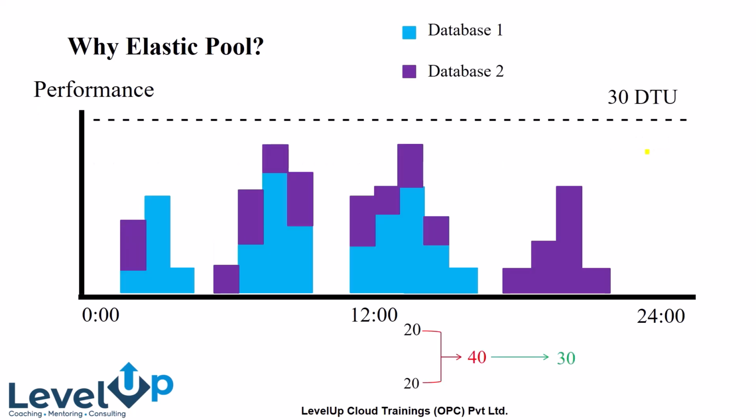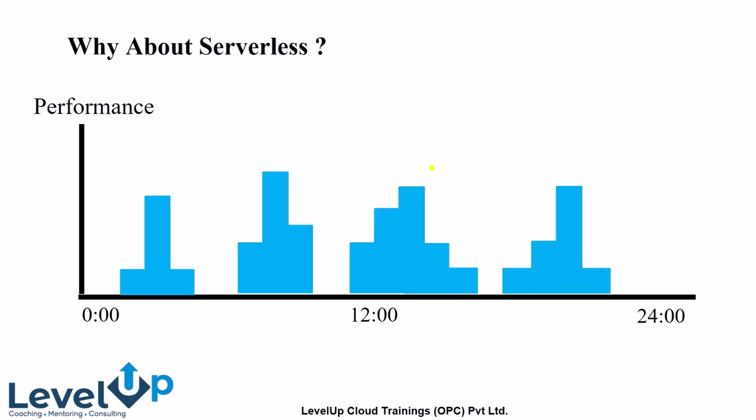But if I use an elastic pool, what I can do is create only 30 DTUs, and I can make database 1 and database 2 share the elastic pool, so that whenever they require resources, they take from this particular pool. So I will only be charged for these 30 DTUs, but still I'm getting the required capacity if I use something called an elastic pool. All right, that is what an elastic pool is.